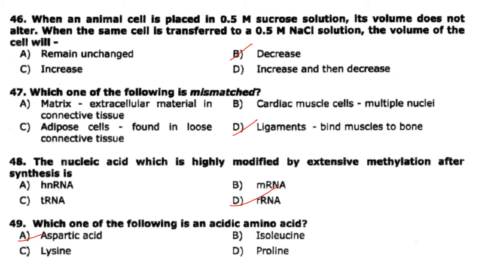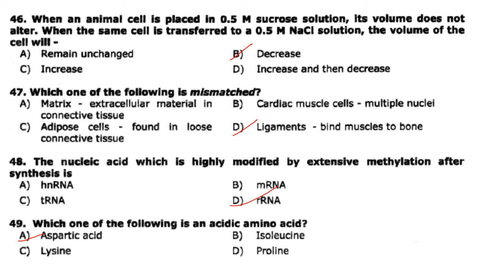Which one of the following is mismatched? Matrix, extracellular material in connective tissue. That is correct. Adipose cells found in loose connective tissue. That is also correct. Cardiac muscle cell, its multiple nuclei. That is also correct. Ligaments bind muscle to bone. That is not correct. Ligament is a fibrous connective tissue that attaches bone to bone. So the answer is option D, which is mismatched here.